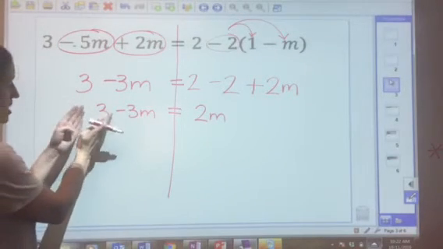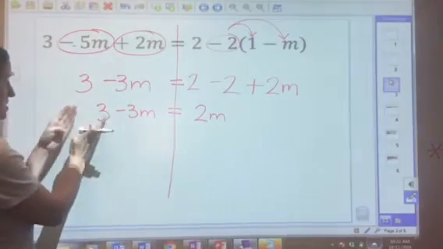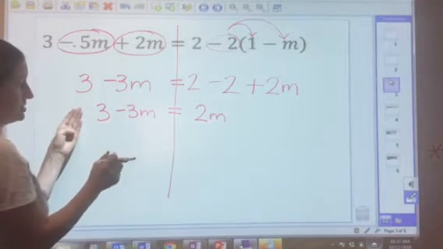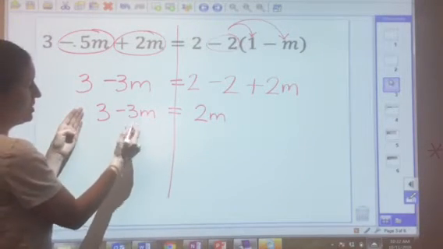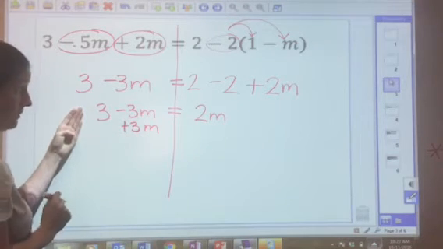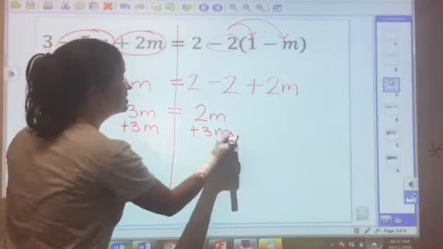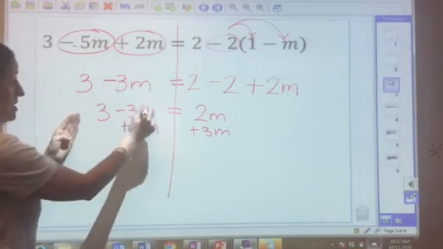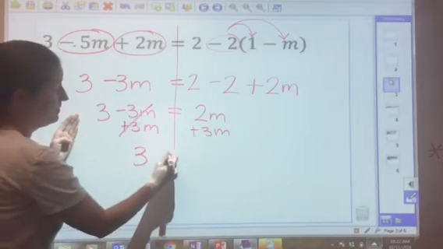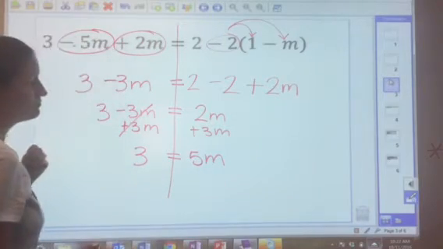Since I already have a constant on this side, and I don't have a constant on this side, this is where I'm going to leave the constant, and I'm going to move my variables to the opposite side. So if I have -3m, I'm going to add 3m so that I have 0m on that side. What I do to one side, I have to do to the other. So -3m plus 3m cancels out, leaving me with just 3, and 2m plus 3m is 5m.